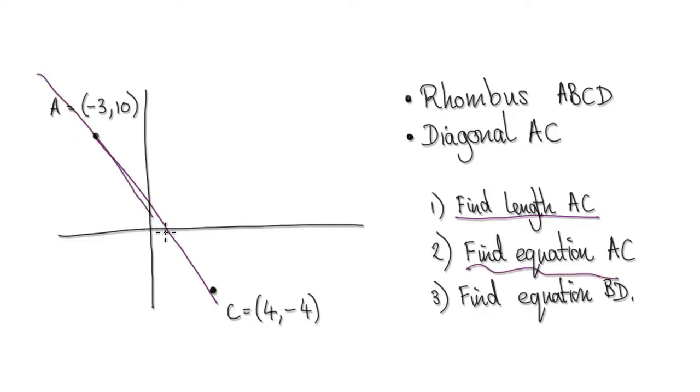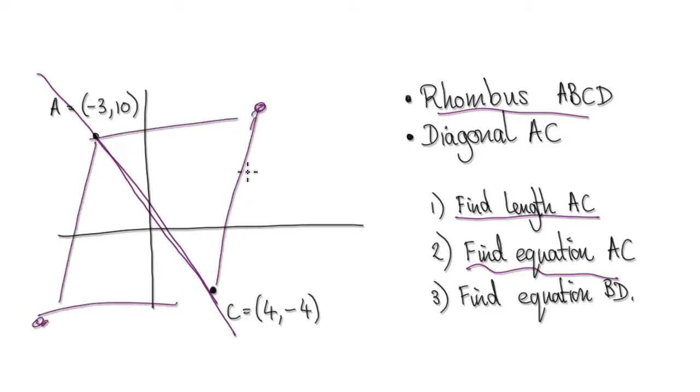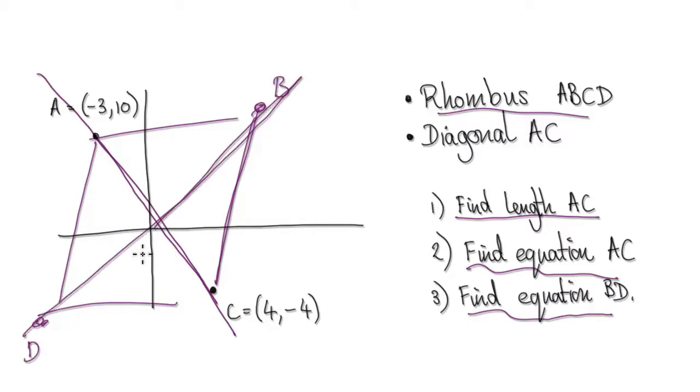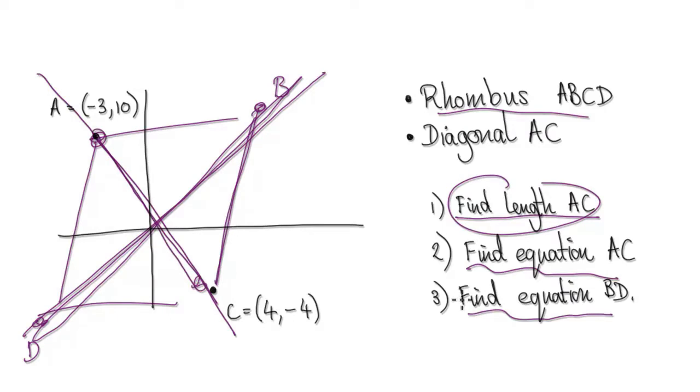So we need to find the equation of this line, and then because it's a rhombus, you're going to have, let's say, a point here and a point here. So this is our rhombus here. All the sides are of the same length, and for the third question, we need to find the equation of BD. So let's just say this is B, this is D. We need to find the equation of this line here. So we've got to find the length AC, then the equation of AC, and then this equation.